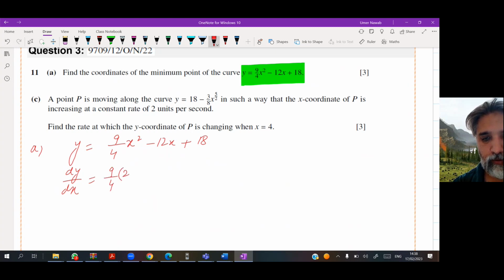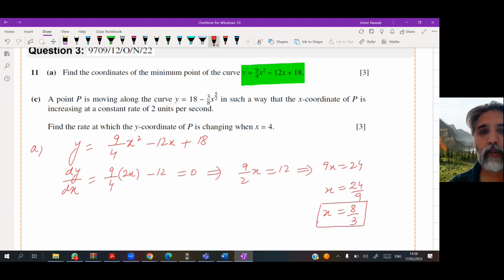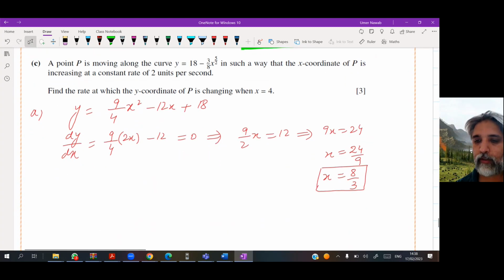9 over 4, 2x minus 12, put it equal to 0. So it gives you 9 over 2 x is equal to 12, 9x is equal to 24, and x is equal to 24 over 9, and x is equal to 8 over 3. We want to find the coordinates. It means we need to find the value of y as well. Substitute it into the original equation of a curve.